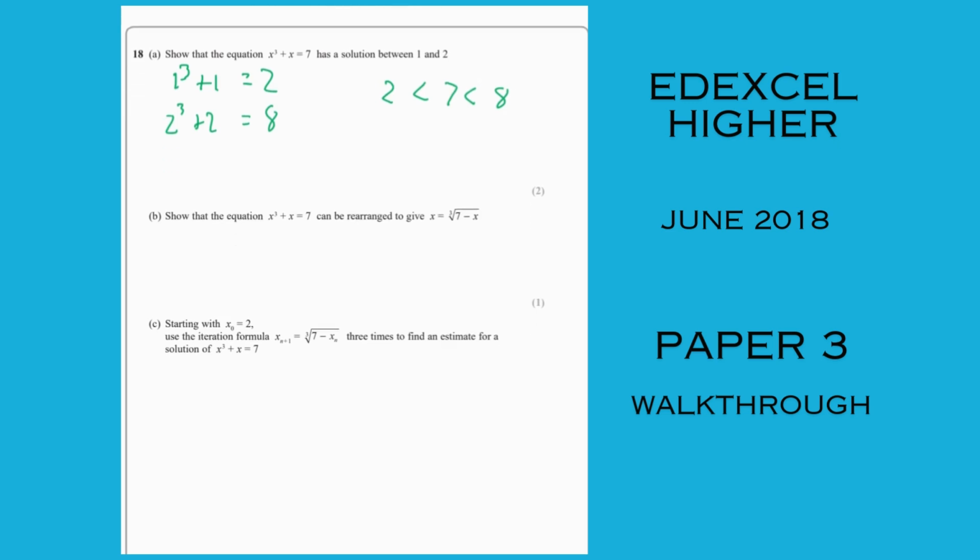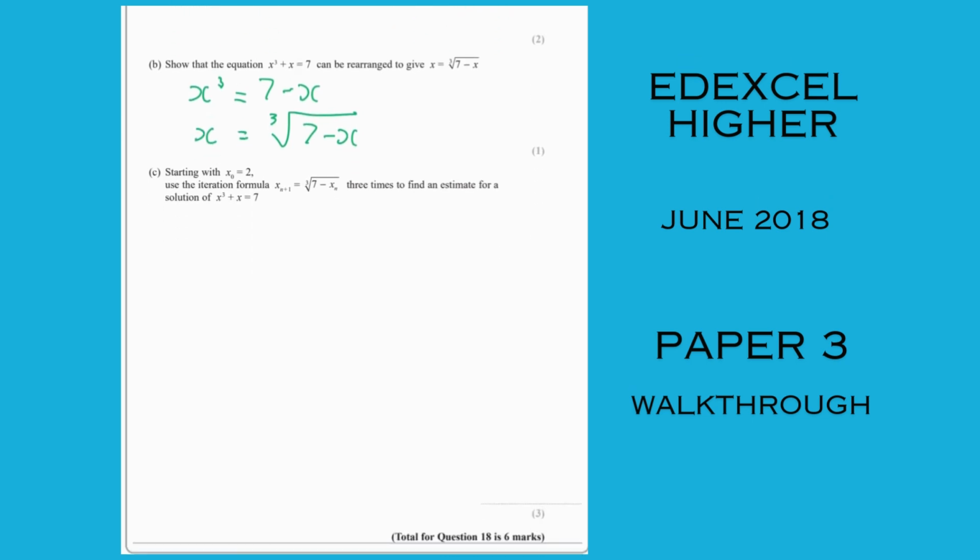Part B, rearrange. It's only worth 1 mark, folks. They only want to see you subtract x from both sides, and then you realise that you're there. So simply cube root both sides, and you're home and dry.